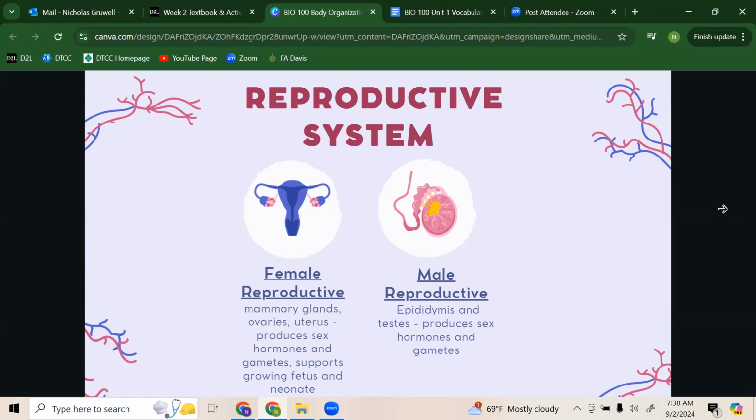So the female reproductive system, this includes the mammary glands, the ovaries, your uterus, of course. Both reproductive systems' jobs are to produce their sex hormones and gametes, meaning immature sex cells. And then the female reproductive system also has to have the capability of supporting and growing the fetus and neonate.